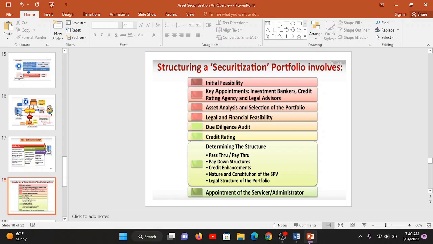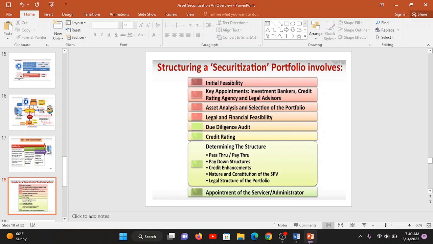Now it involves various steps. First, you will try to set up this entire mechanism of securitization using a special purpose vehicle. You'll do your initial scrutiny. Then you'll go into appointments, which include investment bankers, credit rating agencies for rating your instrument, then legal advisors. You bring them all, you give them their assigned tasks, and then get it done. Then followed by asset analysis and selection of a portfolio. You finalize it, you select your portfolio, you buy it.